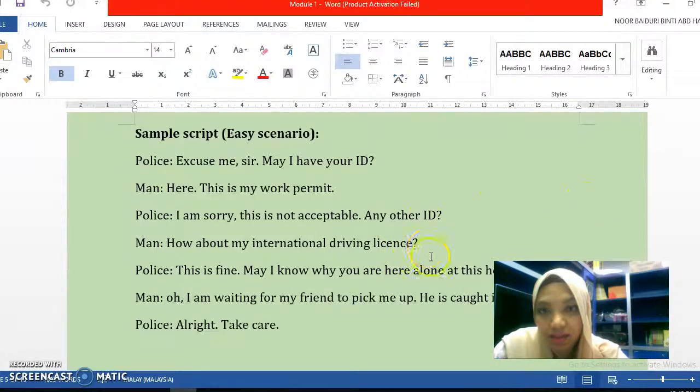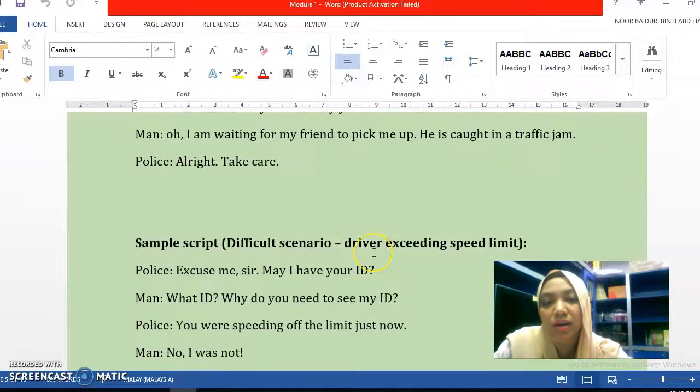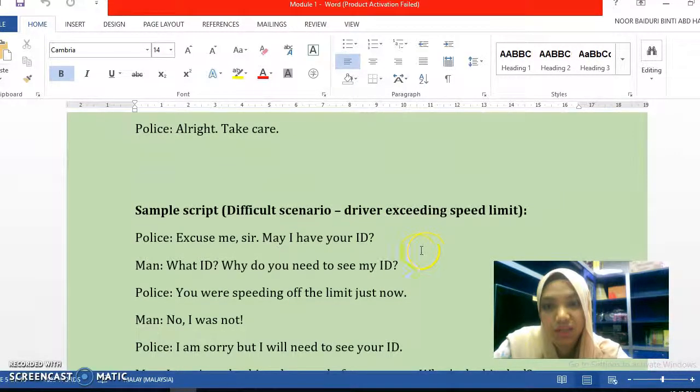Alright, take care. So this is an easy scenario where you get cooperation from the person you're asking for the ID. What about when you are actually facing a difficult situation, a difficult guy? This is how you can go about it.